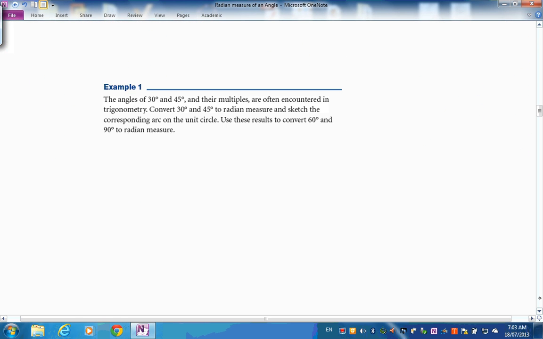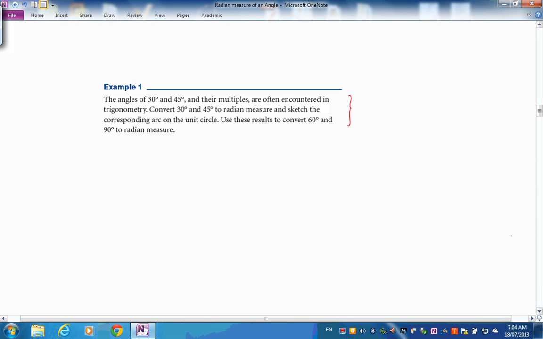Here's an example. The angles of 30 degrees and 45 degrees and their multiples are often encountered in trigonometry. And I guess that's why the Babylonians wanted a measure of a revolution in a number which accommodated or was a multiple of 30 and 45. They are common ones because, of course, 30 degrees is a twelfth of a revolution, 45 is an eighth. What is 45 as a fraction of 360, sorry? What is it? It's an eighth.